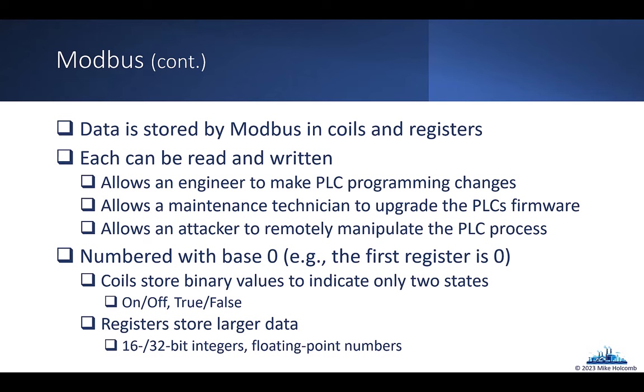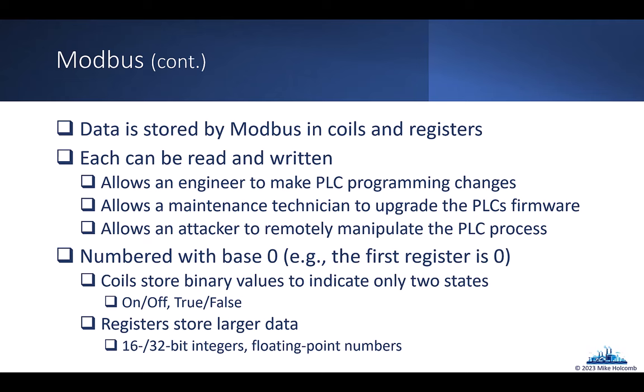Potentially an attacker has the ability to remotely manipulate those values. Remember when we talked about just going to the first value and changing a 0 to 1? It turns on the air conditioner. Or changing the 1 to a 0, which turns off the air conditioner. You see, the R0 base, so the first one is 0, and then the second one is 1, and the third one is 2, and so on and so forth.